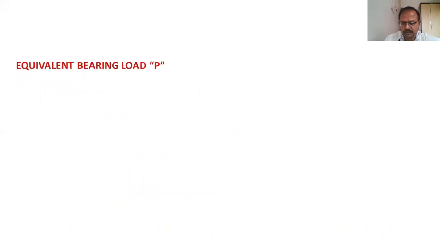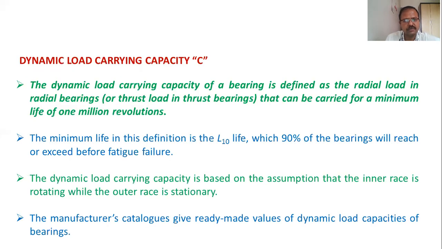Now the third term is the equivalent bearing load P. Why is it necessary to calculate the equivalent bearing load P? Because on the bearing, whatever load is acting, that load has two components: one is radial and one is the axial component. But if we talk about the definition of C, it takes into account either the radial load or the axial load.